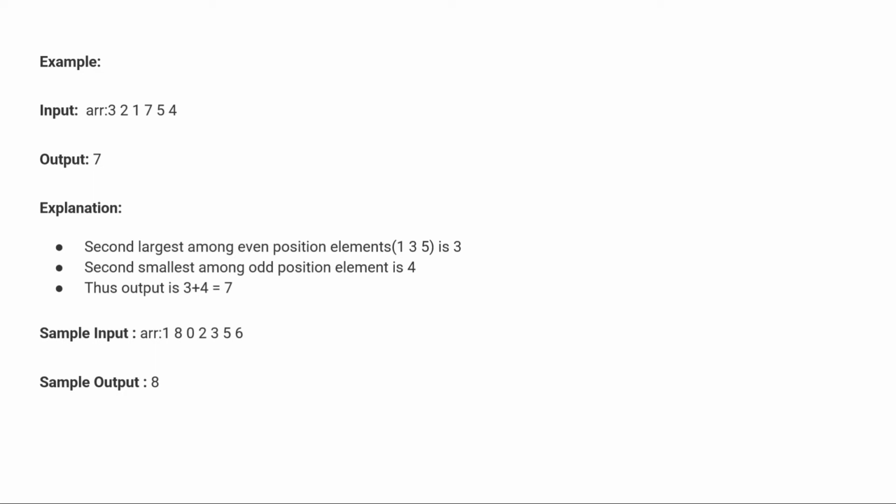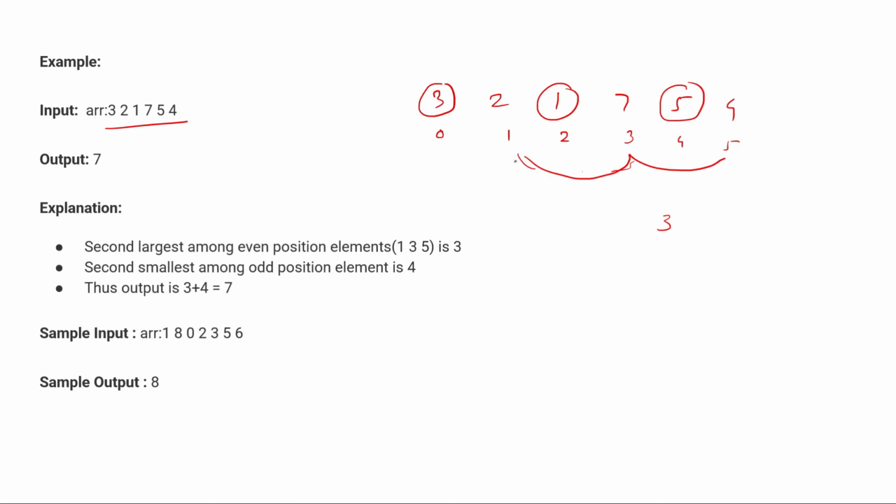So you can see here this is our array: 3, 2, 1, 7, 5 and 4. The positions are 0, 1, 2, 3, 4 and 5. We have to find the second largest element from the even positions. The even position elements are 3, 1 and 5, so the second largest element is 3. Then from the odd position numbers, we have to find the second smallest. So the second smallest is 4.